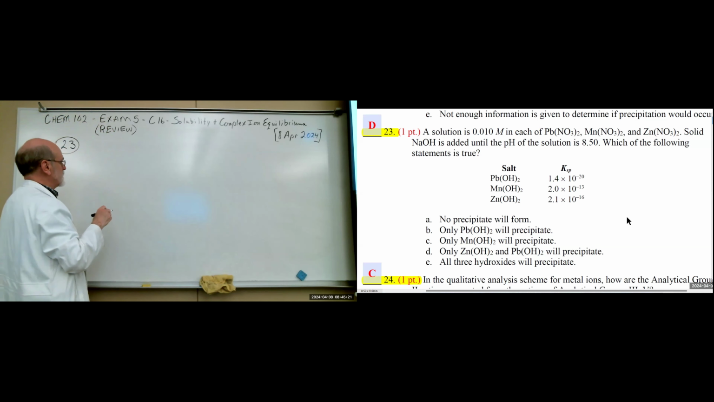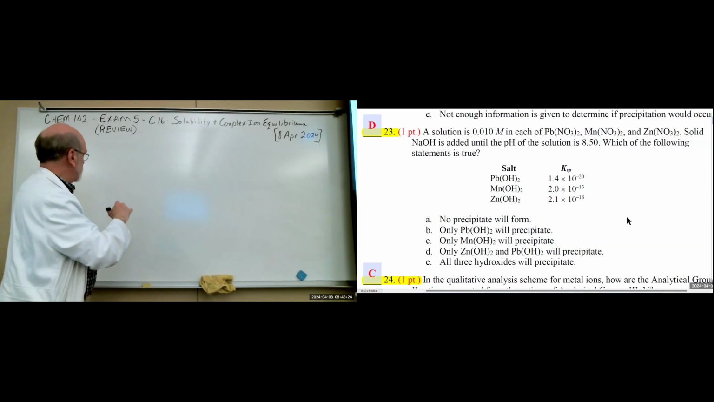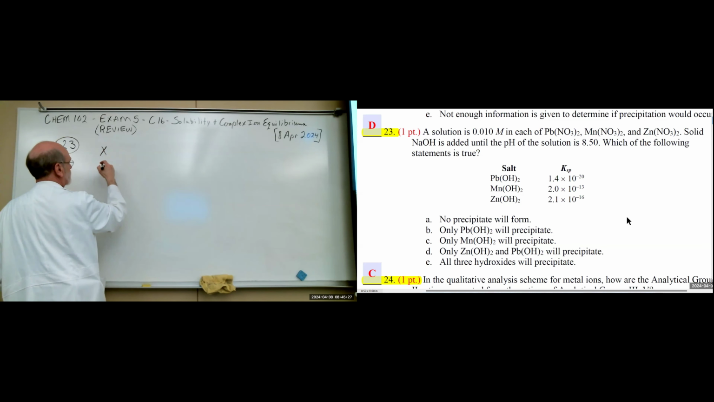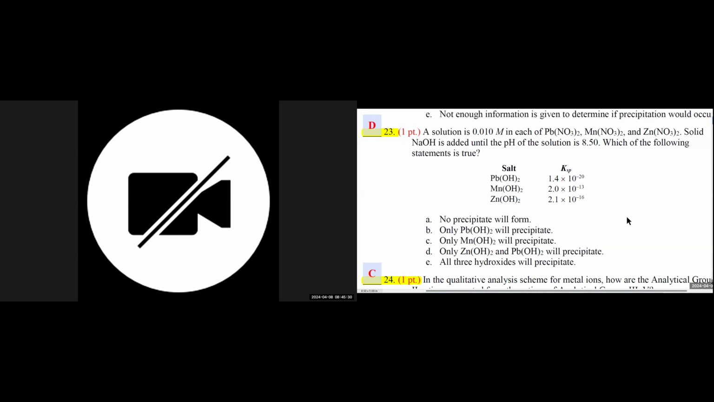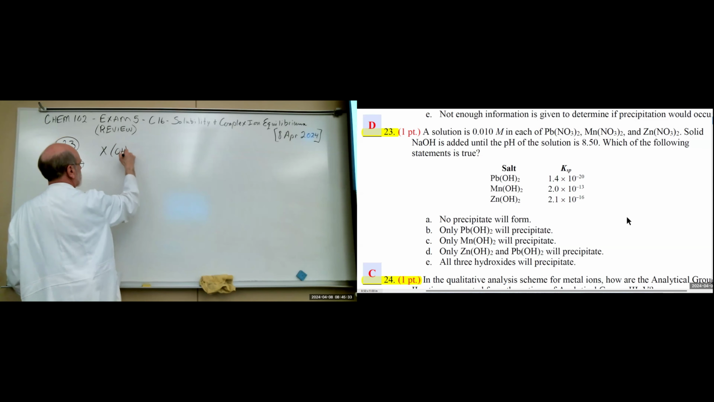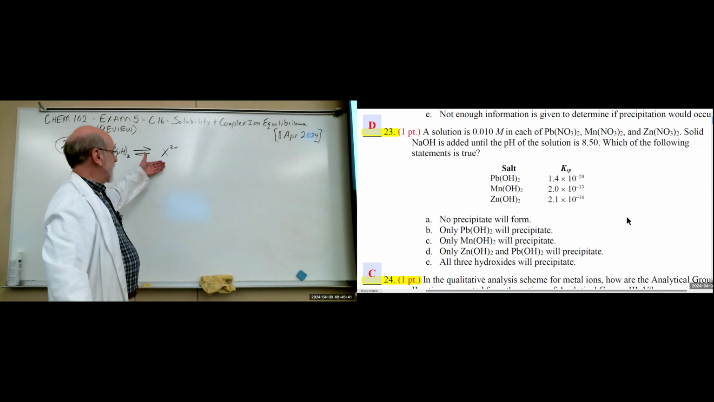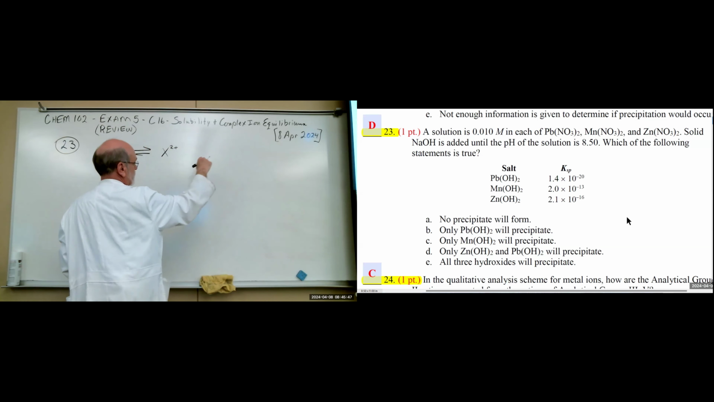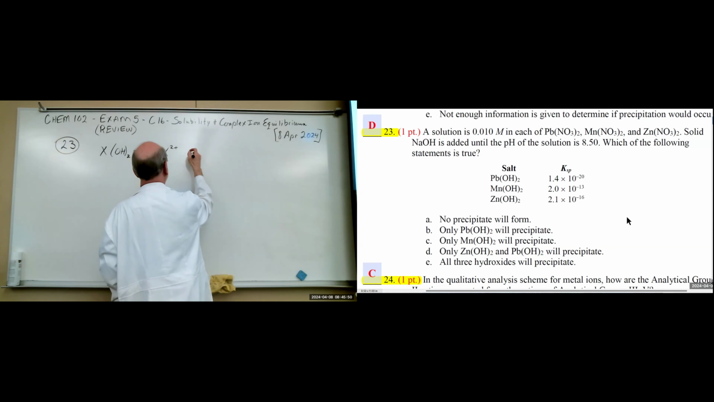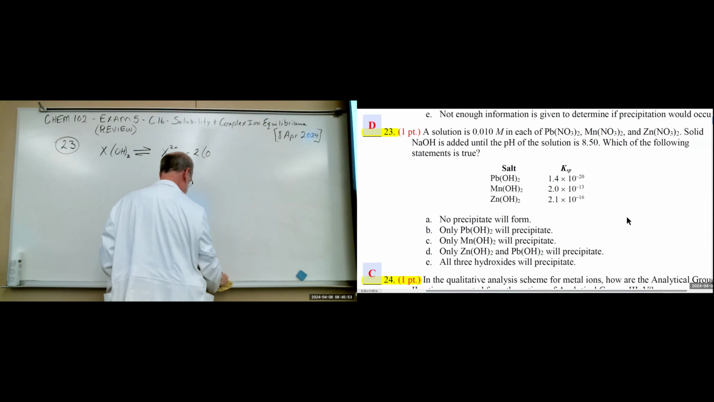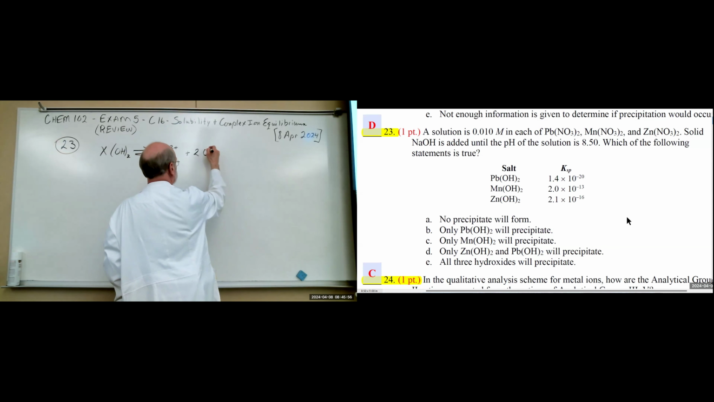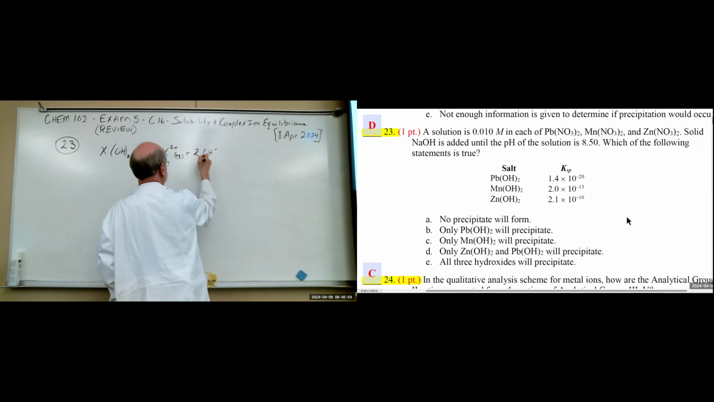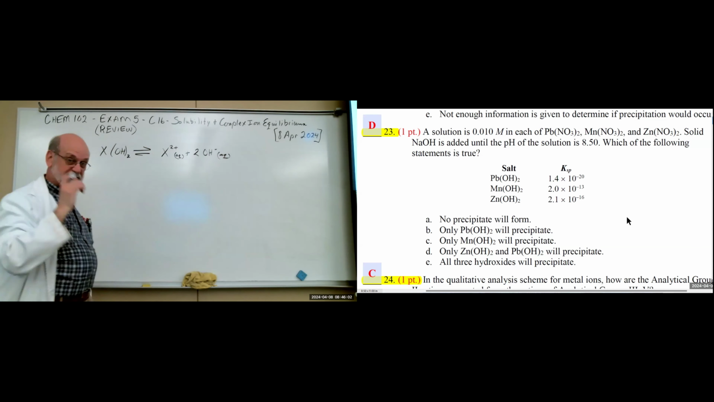Okay, if we look at each one of these, they're the same. We can put an X in for each one of them. Since they're 2+ each, that means each one has 2 hydroxyls. So this would be our generic equation: lead, manganese, or zinc. They're going to be the same, except they're just going to have different KSPs. Two hydroxyls, and they're in solution.